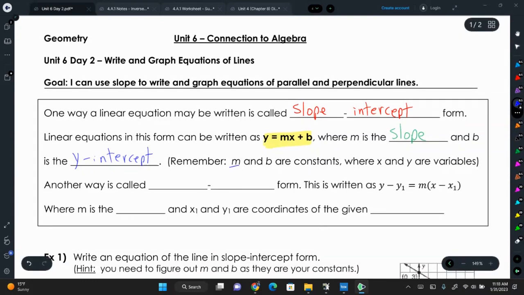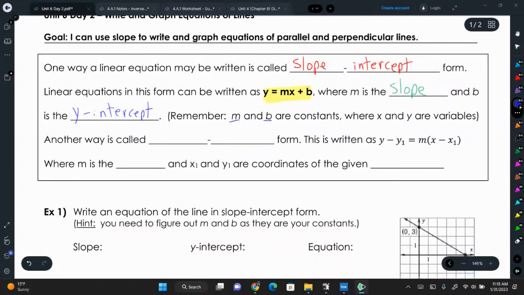Remember, m and b are both numbers. They're constants, and x and y are the variables. Your point, x comma y. Another way is called point-slope form. And that looks like this.